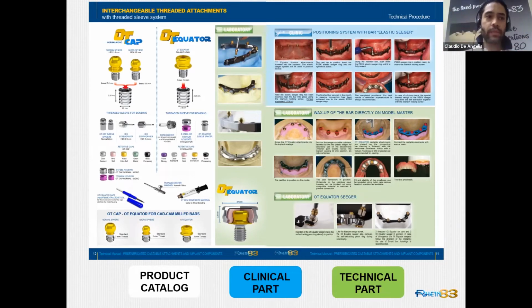Our catalog is a manual mostly. It's a very powerful tool to understand what you have in your hand or what you may need according to your needs. And most important thing, how to use it, both in the mouth or on the model.